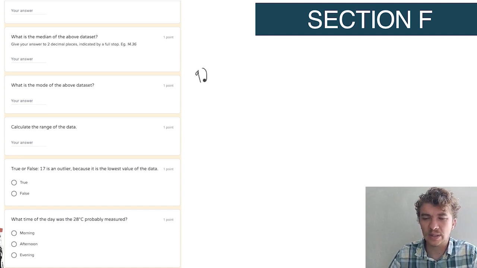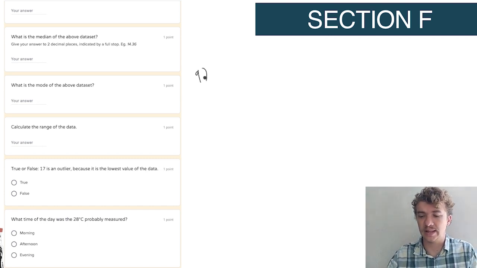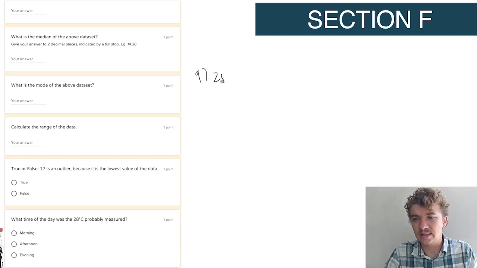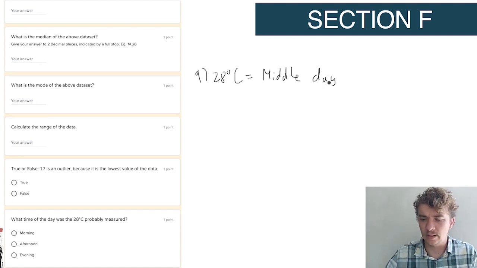Last question, what time of the day was 28 degrees probably measured? So if all the temperatures are measured in a 24-hour period, then we can probably say that the highest temperature was probably in the middle of the day. So it's usually in the middle of the day that we have the highest temperature. And then you'll see under the options that would be afternoon, right? And that's it for this section.